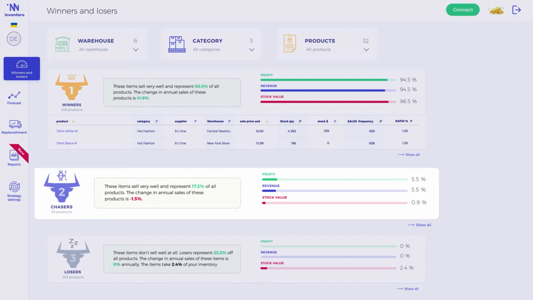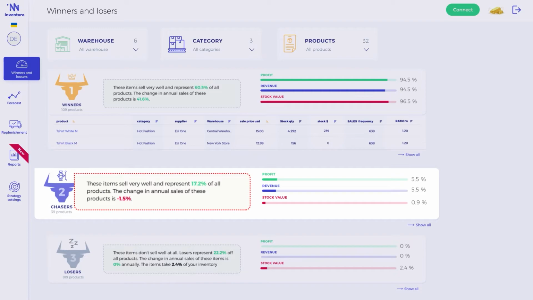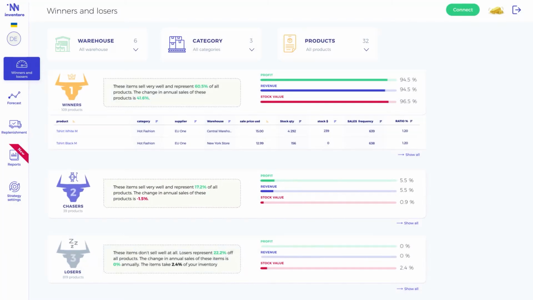Chasers are your biggest category in the number of goods. This category represents most of your products, although if analyzed item by item, they don't sell so well. However, they attract customers to your store or eShop. Here, you can see what part of your portfolio they represent.